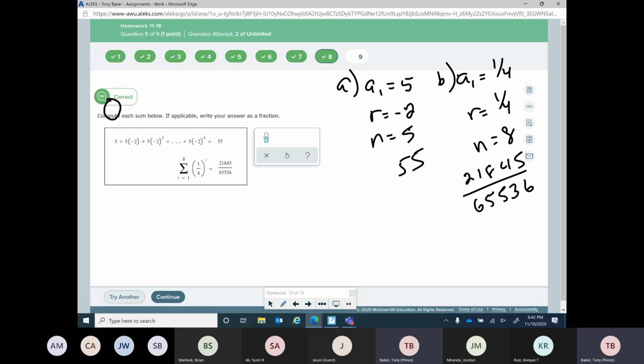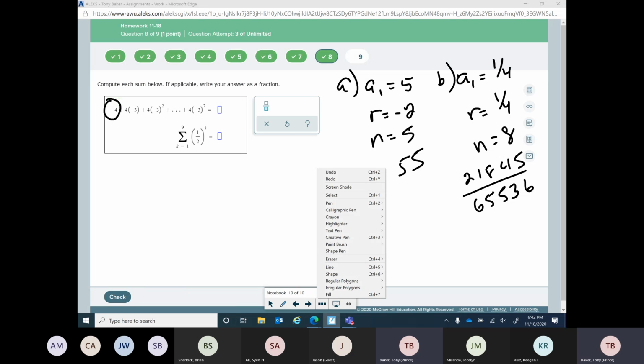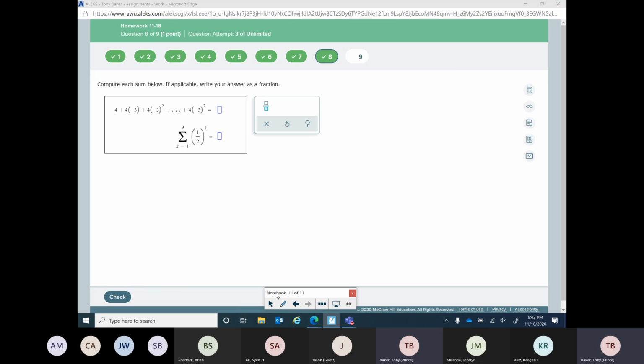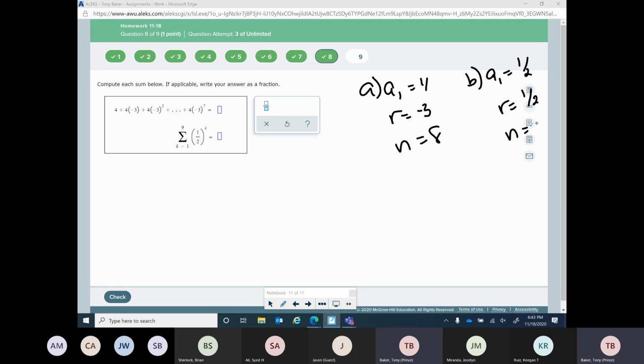All right. Let's try one more since I've gotten one wrong on both of them. Let's do one more, see if I can actually get them right the first time this time. All right, so A1 is 4, my ratio is -3, and my n is 8 because 7 is 8 minus 1. B, my first term is 1/2. My ratio is also 1/2, and the number of terms is 9 in this case.